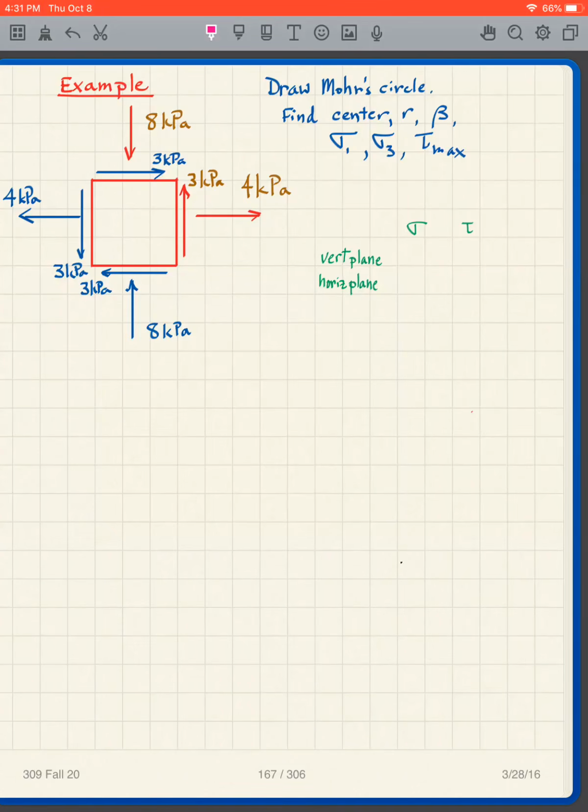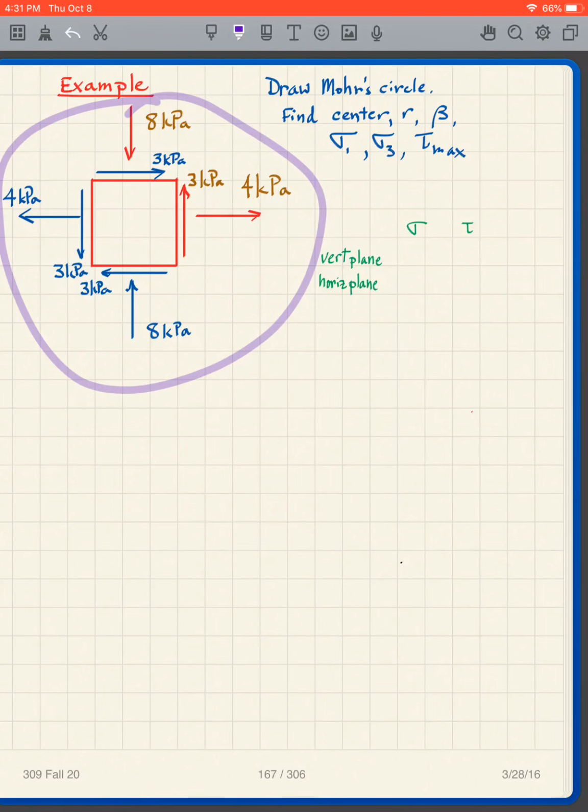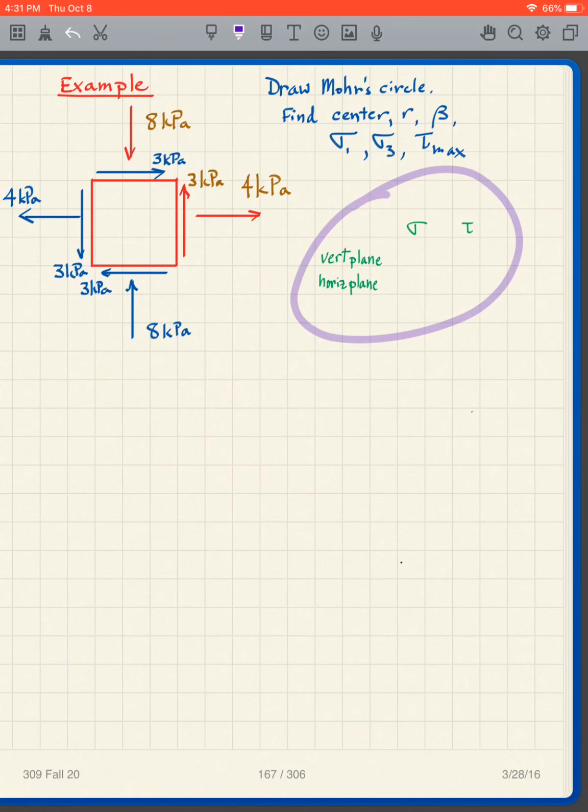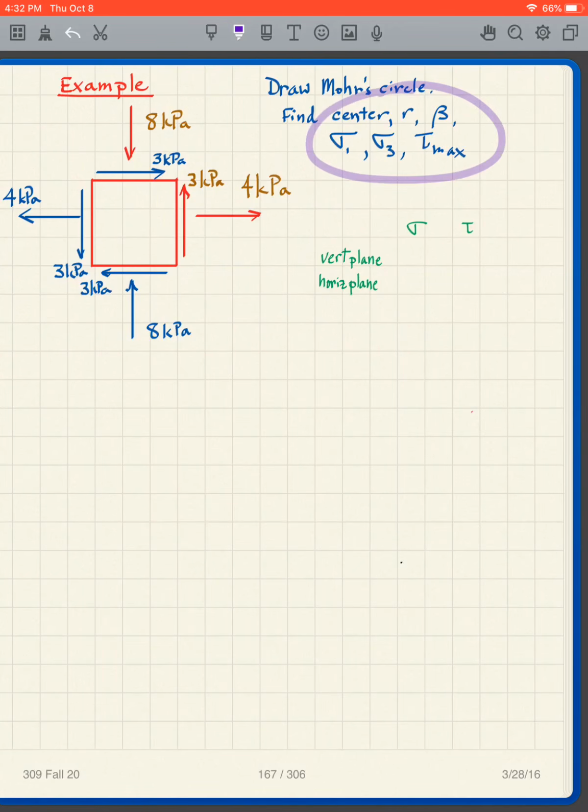So here we have another problem, and I want you to do this one. Notice here's the stresses on the vertical plane. These are the stresses on the horizontal plane. Begin by filling out this table, and then draw the circle. We want to know all these things: the center, the radius, beta, sigma 1, sigma 3, tau max, and draw the circle. So pause the video, do this problem.